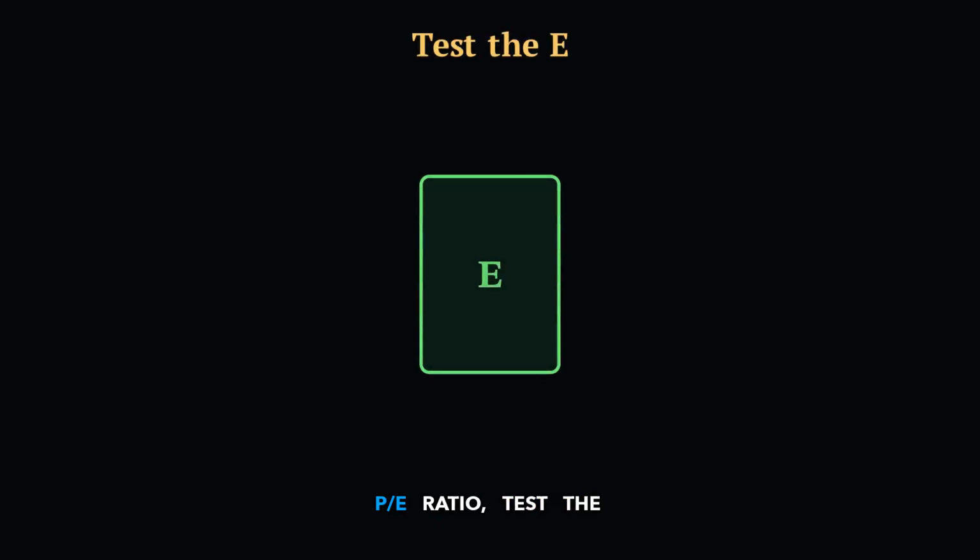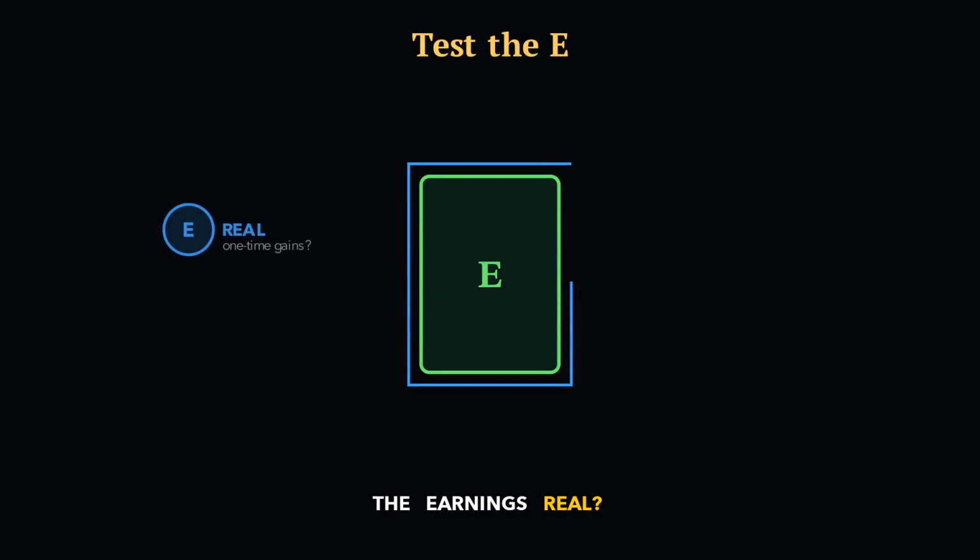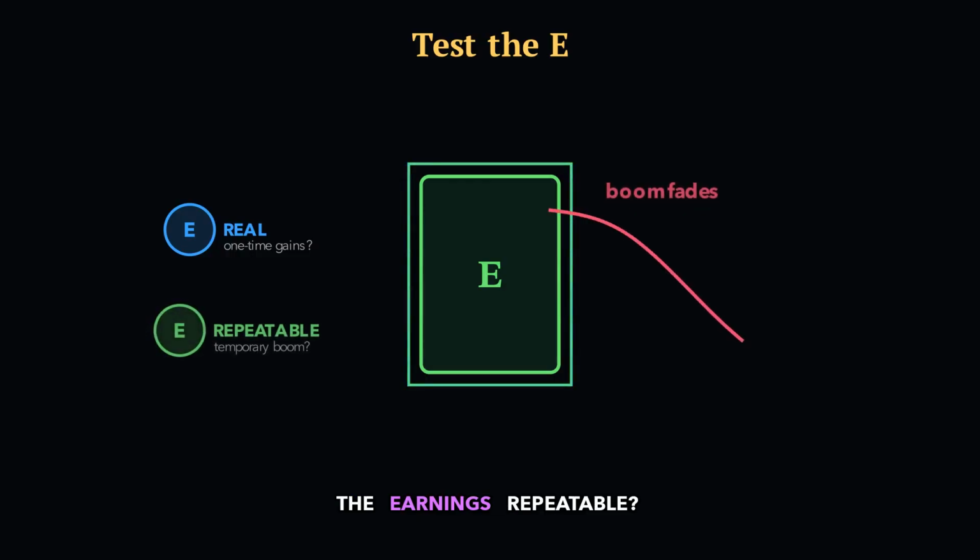So before trusting a PE ratio, test the E. Question 1, are the earnings real? That means the company is not relying on one-time gains, accounting noise, or adjustments that make profits look better than the business really is. Question 2, are the earnings repeatable? If this year's profit came from a temporary boom, the PE may be using a number that fades.